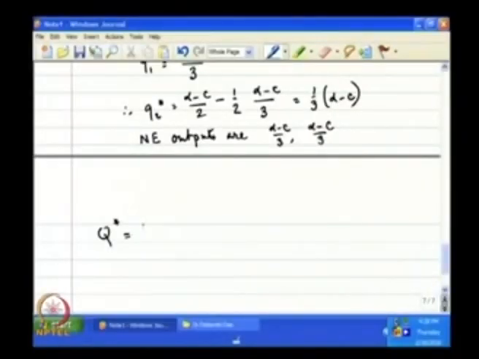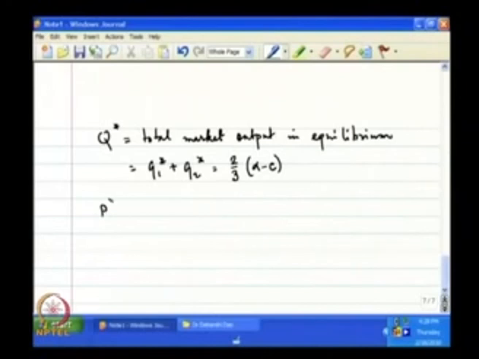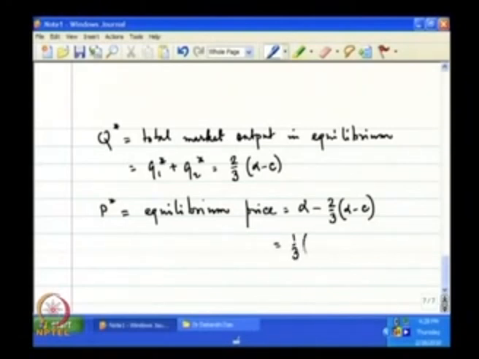level of output. What is the total output? Suppose Q star is the total market output in equilibrium. So, this is Q1 star plus Q2 star, which means 2 divided by 3 alpha minus C, and the equilibrium price. The price formula is alpha minus Q. So, alpha minus Q, which is alpha plus 2C divided by 3.